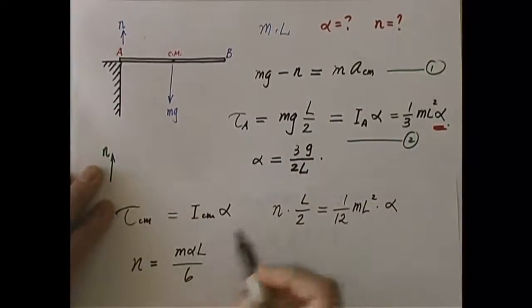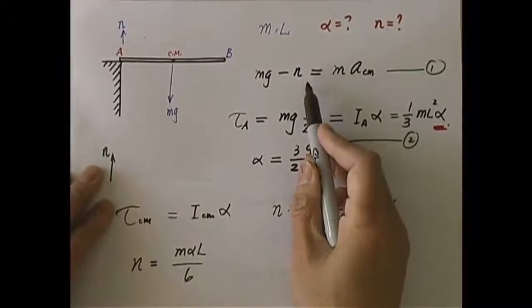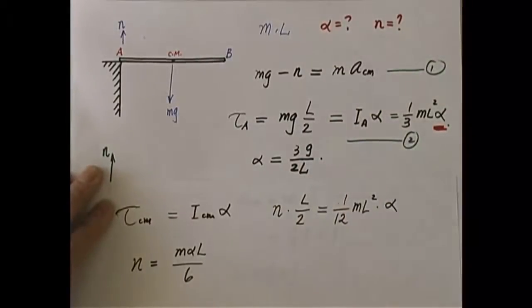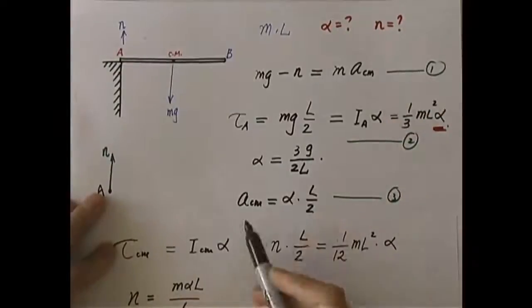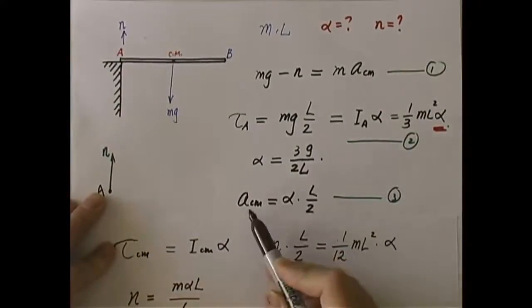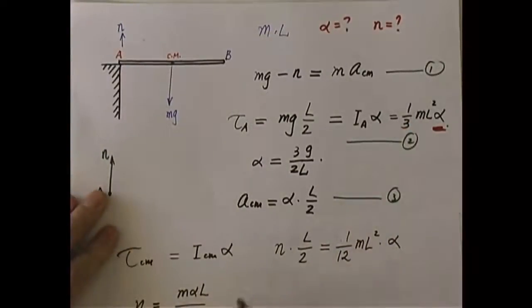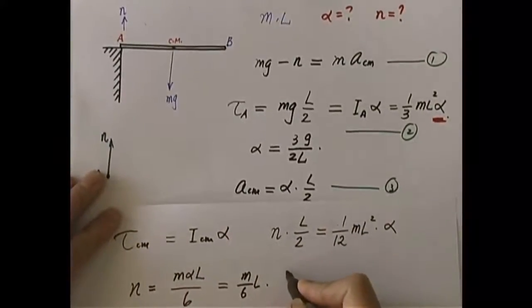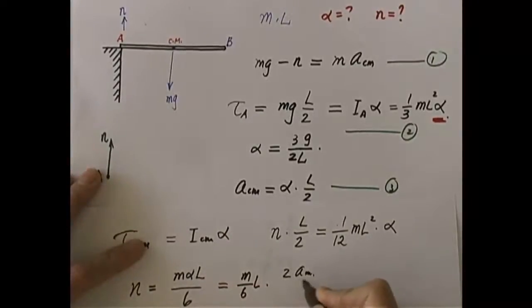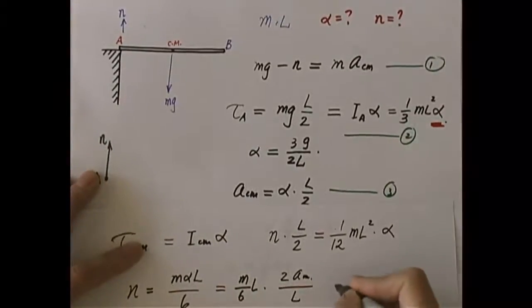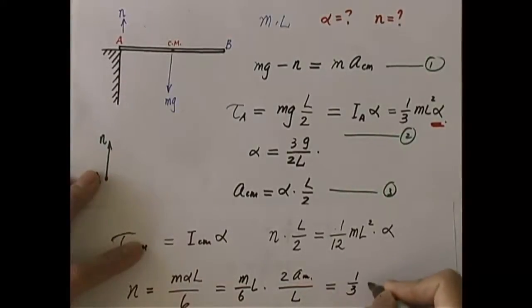You know you have alpha here. If you want to plug this back into the first equation, that still doesn't solve the problem because you still have an extra alpha here. But don't worry, alpha is related to ACM. ACM equals alpha L over 2, so alpha equals 2 ACM over L. Let me plug that in. So m over 6 L times alpha, and alpha is 2 ACM over L. What do you have here? You work it out, that's 1/3 m ACM.